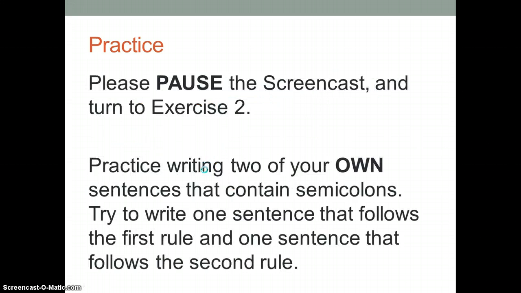Go ahead and pause the screencast, turn to exercise 2, and practice writing 2 of your own sentences that contain semicolons. Please try to write one sentence that follows the first rule and one sentence that follows the second rule. When you're done writing your sentences, you can play the screencast to get some tips on how you did.